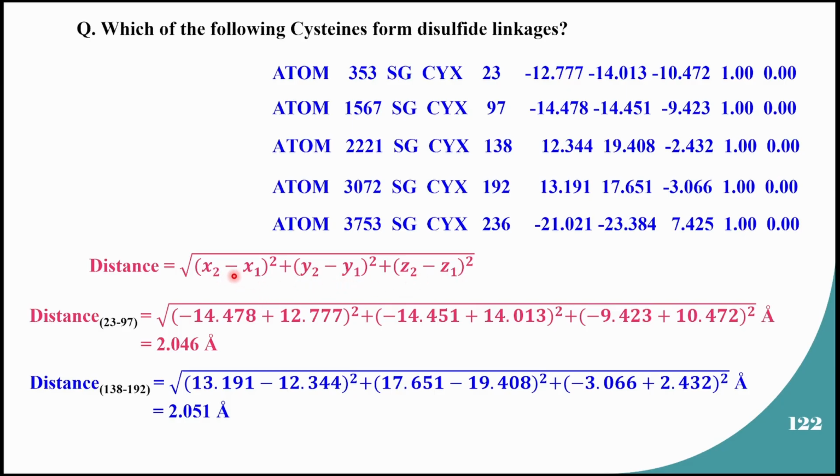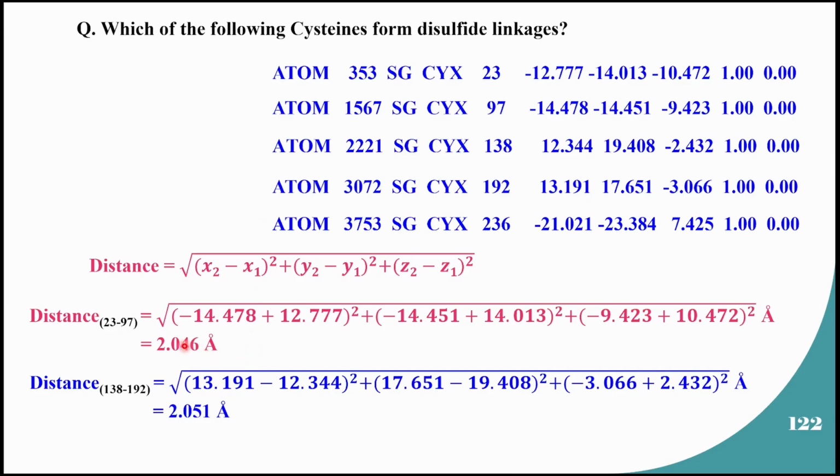You can calculate their distances using this formula: root over of (x2 minus x1) square plus (y2 minus y1) square plus (z2 minus z1) square. Based on the distances you get between certain atom pairs, you can find out whether these are forming certain types of bonds or not. For example, we know that cysteines form disulfide bonds. So basically, you can calculate distances between the different sulfur atoms, and you can find out, okay, these two cysteines should form a disulfide bond in the system, right?